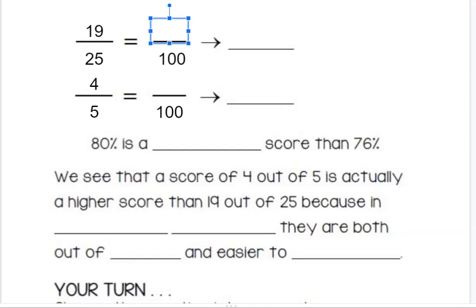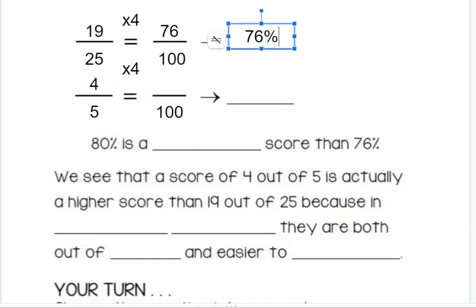So we'll do one of these because both of these fractions, both of these ratios have a friendly relationship with 100. So we'll do one of these using the friendly relationship, and the other one we'll do using those diagonal or cross products. So 25 times 4 equals 100. So we're going to do 19 times 4, and that's going to equal 76. So 19 out of 25 is equal to 76% because it's equal to 76 out of 100.